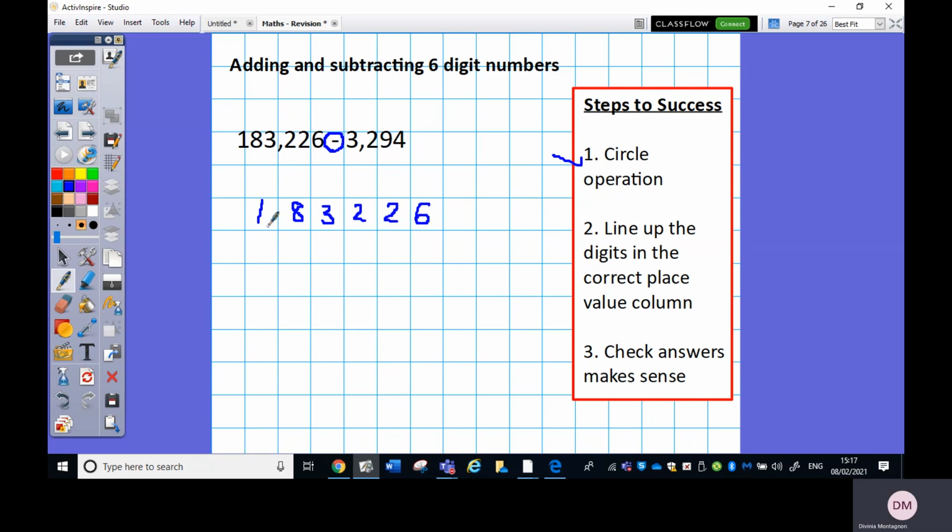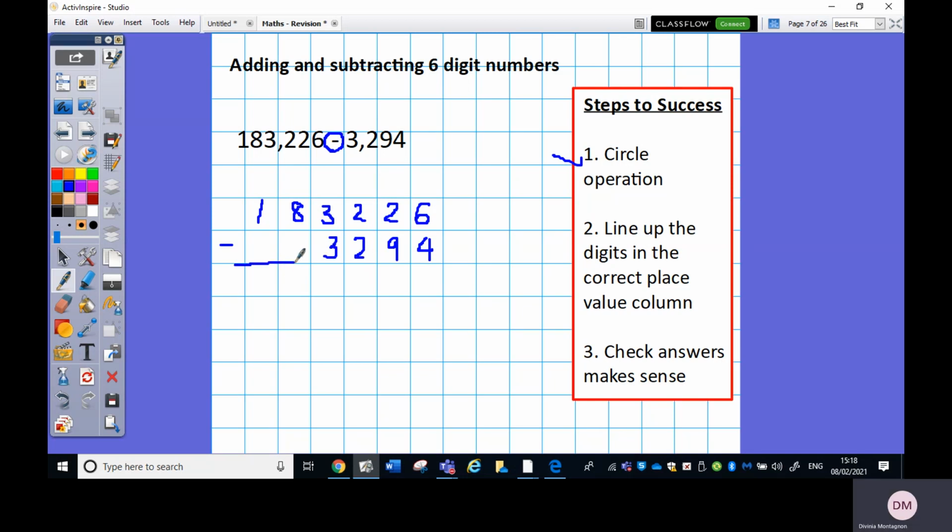So it's 183,226. Now I need to subtract 3,494. Now there aren't the same number of digits, so I need to make sure that I'm lining them up in the correct place value column. What's the place value of 4? Can you tell me? Good, it's 1. So I need to make sure that my 4 is in the ones. Can you tell me which of these digits is 1? Excellent, 6. So I need to place the 4 underneath the 6. And now that I've done that, it's easier for me to write the rest of my number.